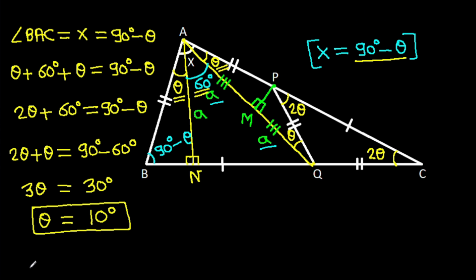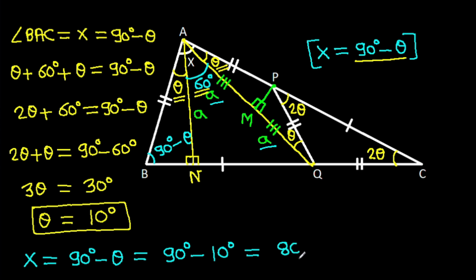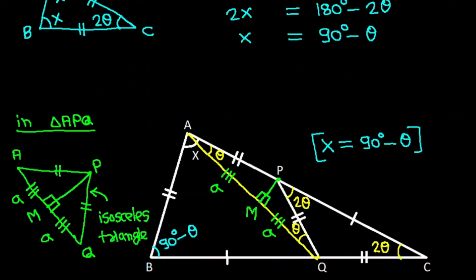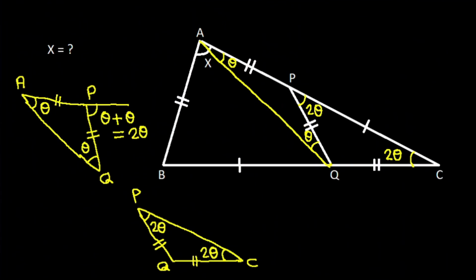And now we have x is 90 degrees minus theta, that will be 90 degrees minus 10 degrees, and it is 80 degrees. So x is 80 degrees.